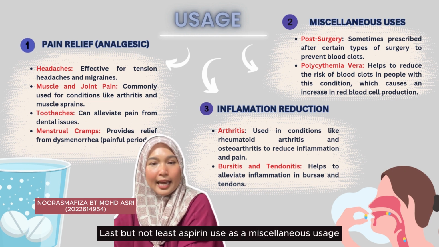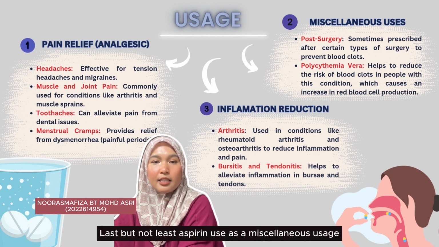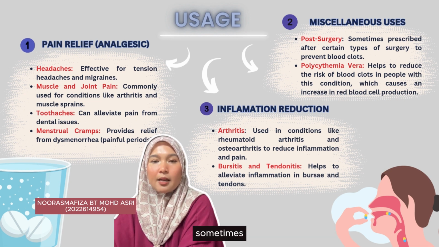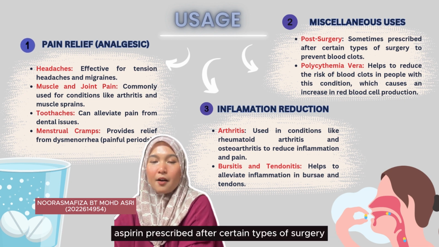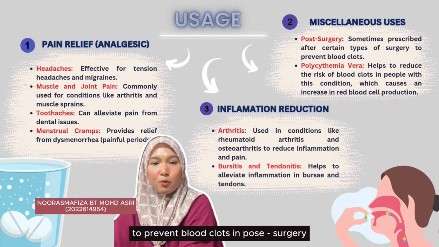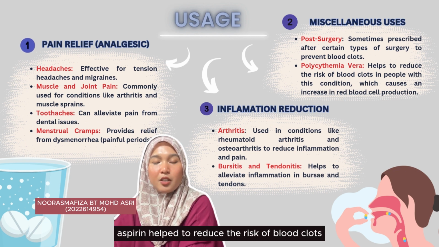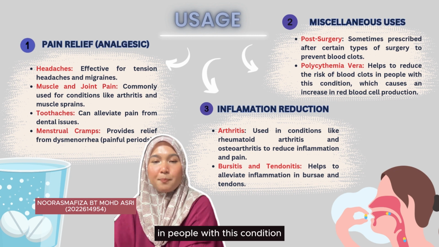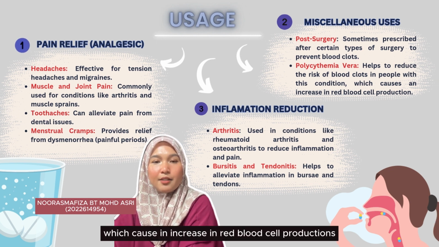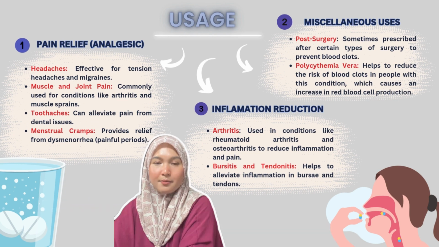Last but not least, aspirin is used for miscellaneous purposes. Sometimes aspirin is prescribed after certain types of surgery to prevent blood clots post-surgery. While in polycythemia vera, aspirin helps to reduce the risk of blood clots in people with this condition, which causes an increase in red blood cell production.